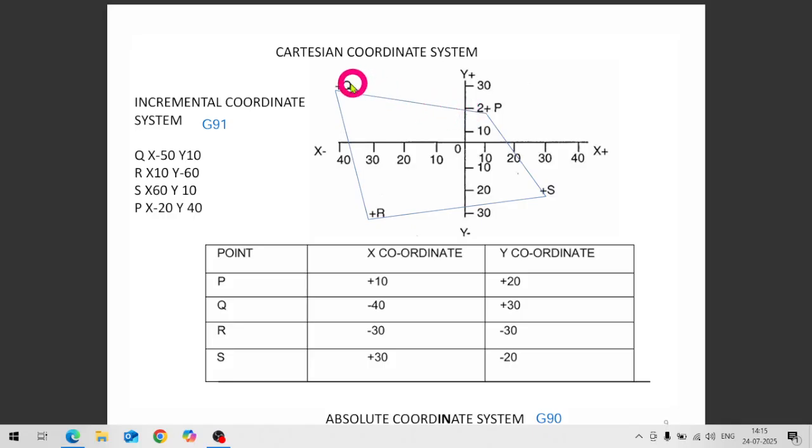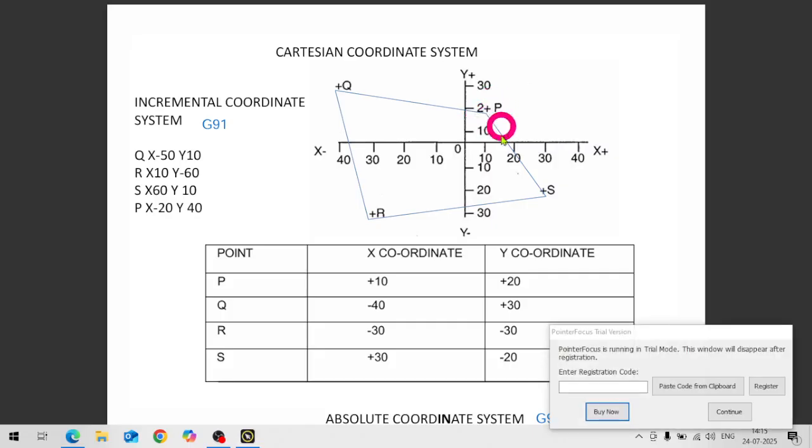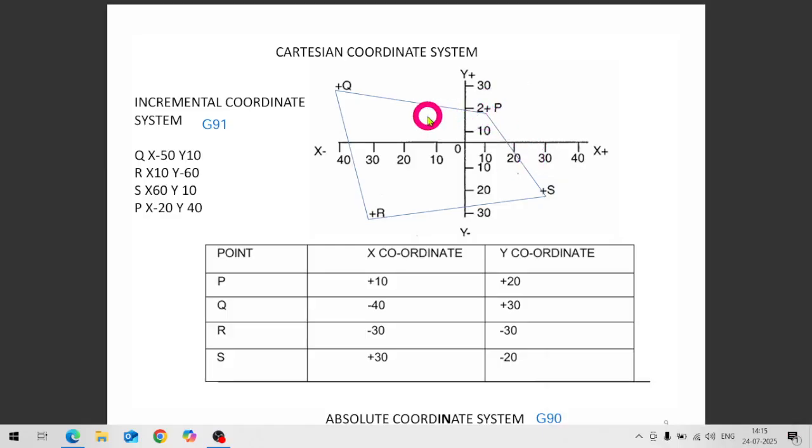Then we come to Q. Now P will become the origin. For the Q point, P will be the origin. From P, if you see here, it is 40 mm in the minus direction, and 10 from this vertical line. 10 plus 40, this will be 50. So X is minus 50. If I take P as 0, then the X coordinate of Q will be minus 50.